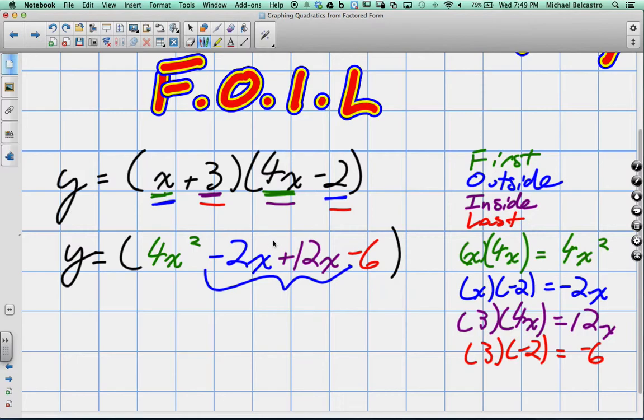And what exponent is each of these variables to? Do you know? 1. Yeah. So that's what makes them like terms. Okay, excellent. So we're just going to combine those two. These guys, there's nothing like them, so they're going to stay the same.